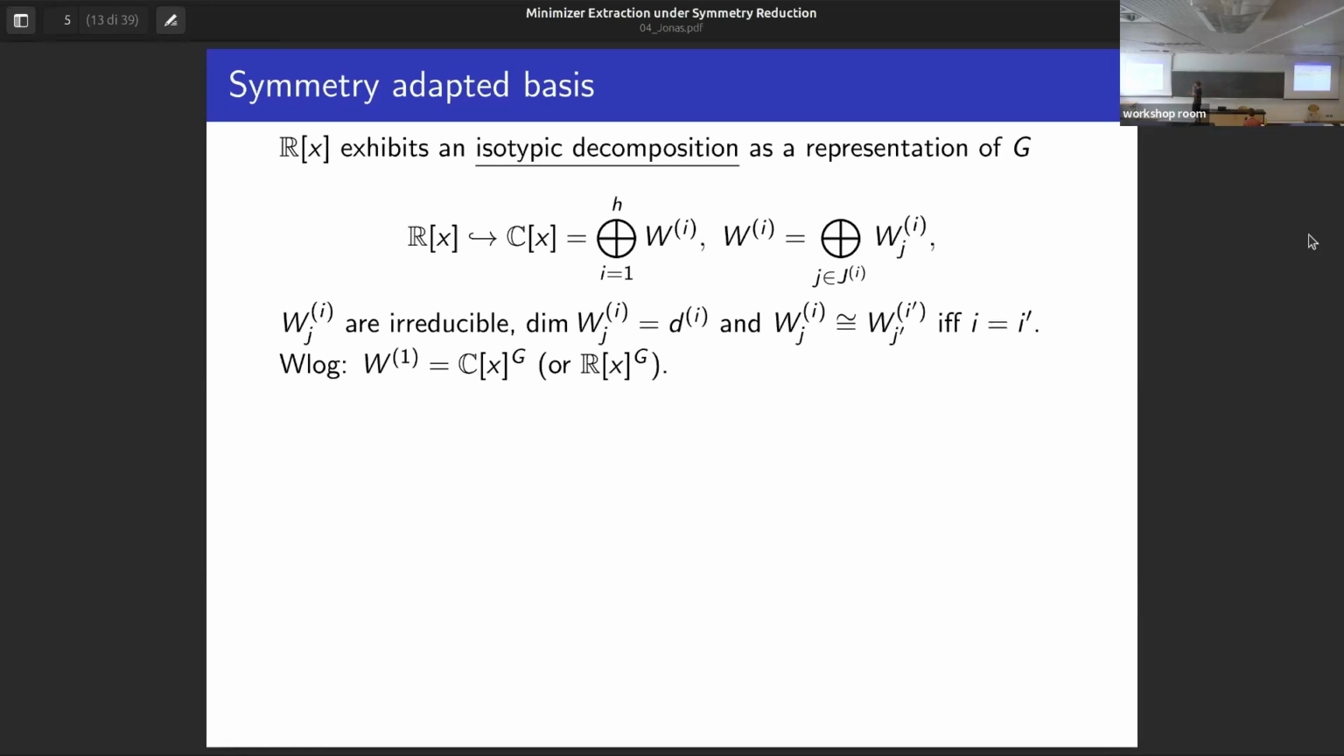Okay, so maybe I will try to go through this a little fast, just to give people the flavor of what goes on here. So the key idea is you can think of the polynomial ring as a representation of the group.